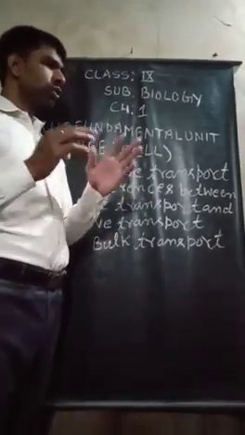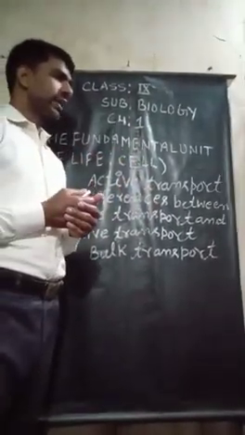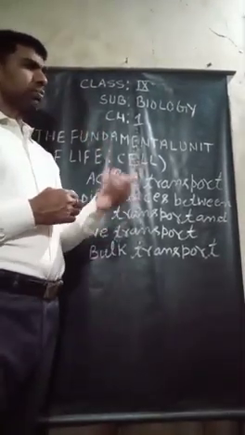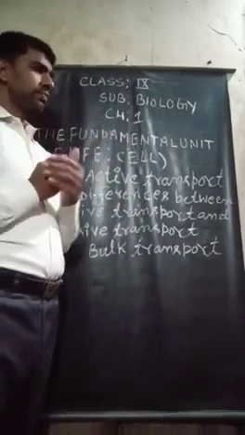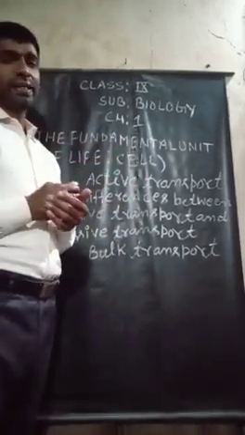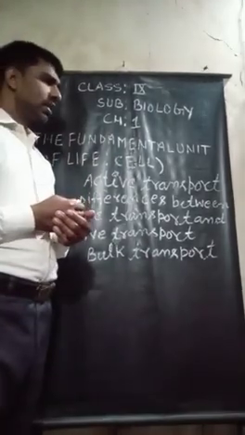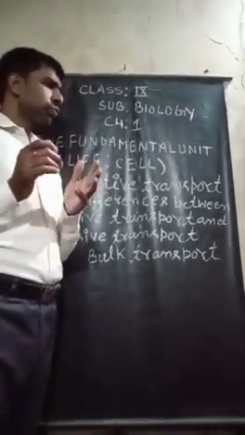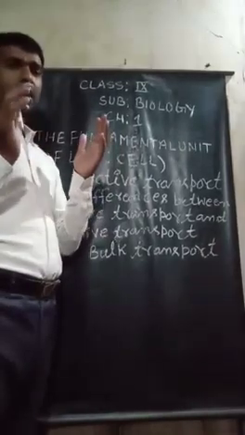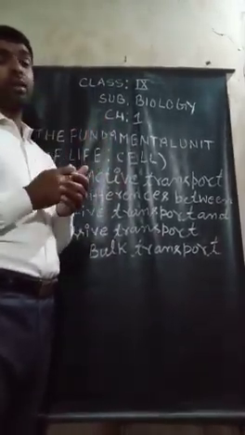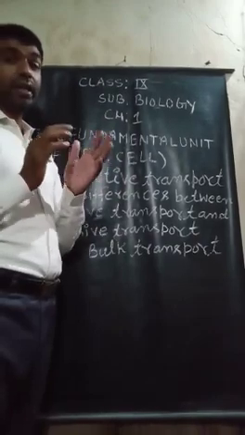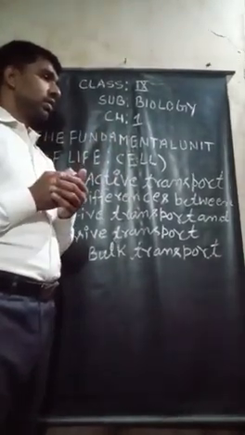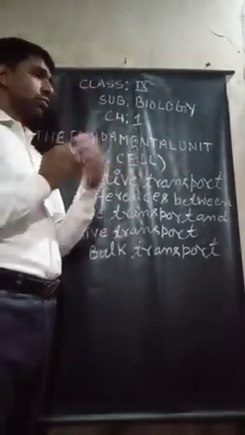It can transport molecules through the cell membrane against the concentration gradient. That means active transport is done through the cell membrane against the concentration gradient, and it needs a carrier or transport protein to occur. That means active transport needs a carrier or transport protein to complete the process.